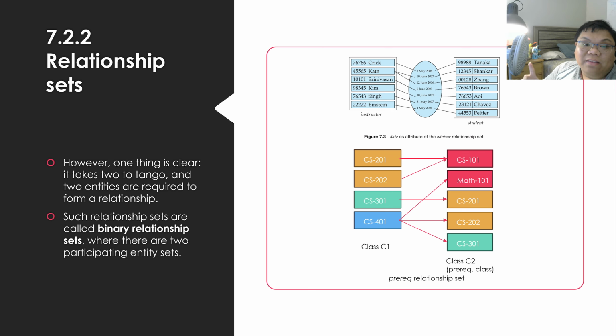But notice that we have two participating entity sets for our advisor relationship set. But interestingly, we only have one participating entity set for our prereq relationship set. Let's focus on the one for advisor, the one where we have instructors and students participating in the advisor relationship set. We call that a binary relationship set.